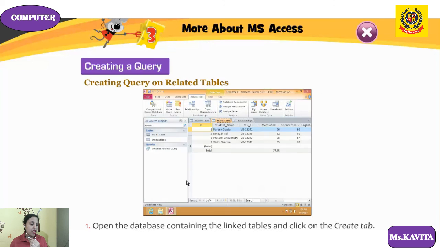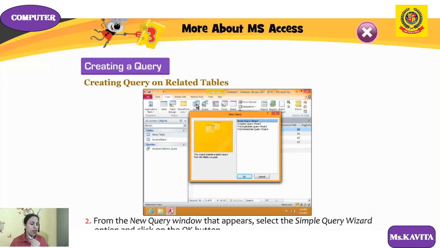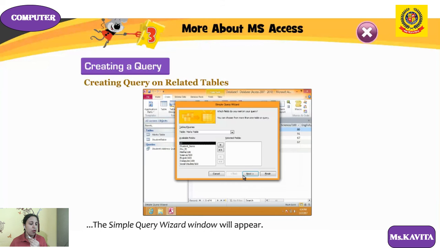So the steps for creating a query on related tables are as follows. Open the database containing the link field. In the Queries group, click on the Query Wizard button. Open the New Query window that appears. Select the Simple Query Wizard option, then click on the OK button. The Simple Query window will appear. This is the window.